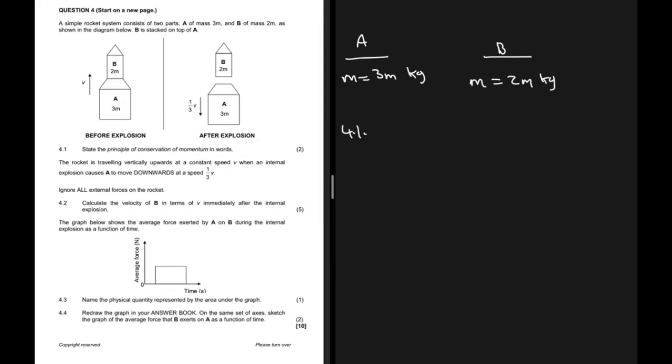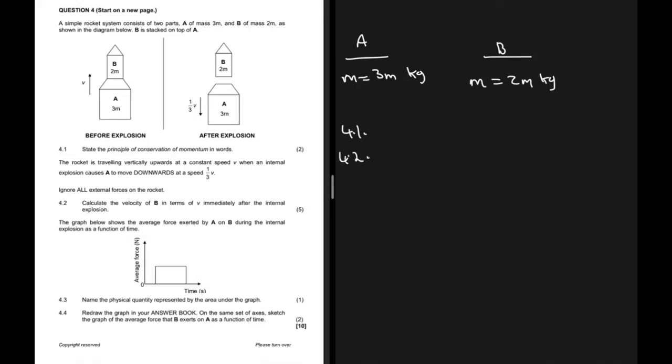4.1 says state the principle of conservation of momentum in words. That is just the total linear momentum in an isolated system is conserved, right? The sum of momentum before equals the sum of momentum after in an isolated system.